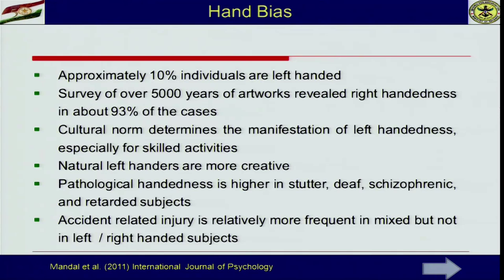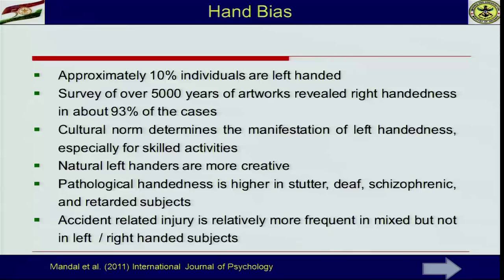We have also found that pathological handedness is higher in stutterer, deaf, schizophrenic and retarded disorders. But these evidences are contradictory in one sense: in some literature it has been found that left handers are more creative and more expressive, but at the same time left handedness has been found to be linked with some pathologies involving developmental disorders, schizophrenia and other kinds of diseases.